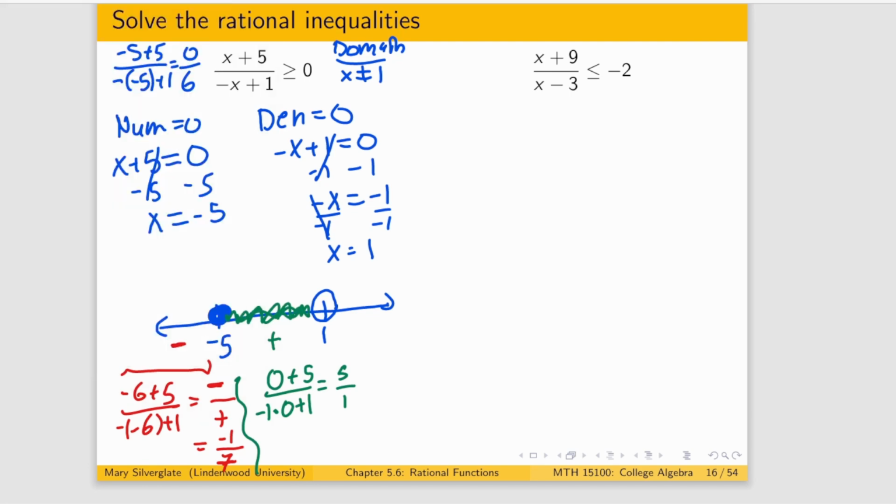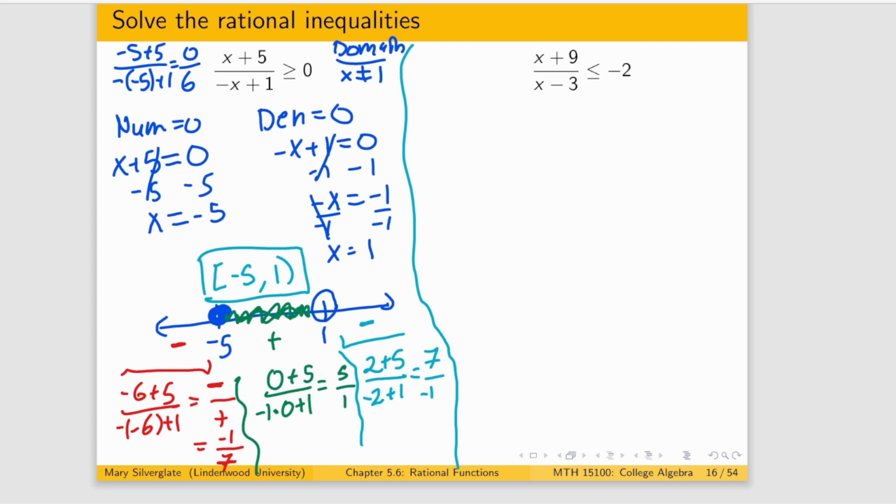Then for the last part, I want to pick something to the right of 1. Let's pick something like 2. So I do 2 plus 5 over negative 2 plus 1. 2 plus 5 is 7. Negative 2 plus 1 is negative 1. That is indeed a negative answer. So my final result is just negative 5 with a bracket because I include him, to 1 with a parenthesis because I don't include him.